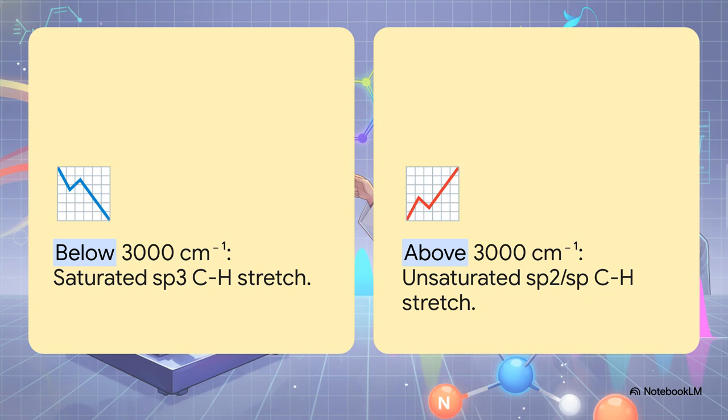carbons. But the very second those peaks cross the line and appear above 3000, boom, you have immediate proof of unsaturated sp2 or sp hybridized carbons. That means double or triple bonds are in the mix.